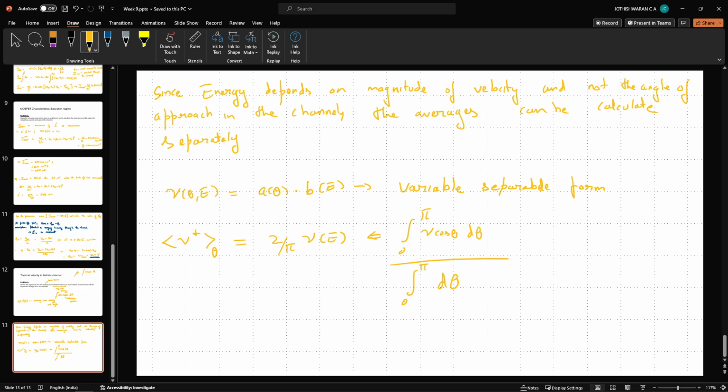So this will be giving me a factor of 2. If I'm taking it as v cos theta, then the angle will also vary, not from 0 to pi, but from minus pi by 2 to pi by 2. Otherwise, it will be v sin theta. Yes, now this will work well. So we do this. Okay, so this will give us this quantity 2 by pi V of E. Now we have to do the double average.